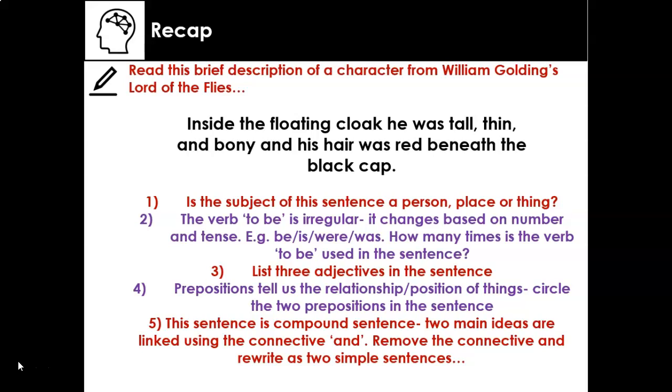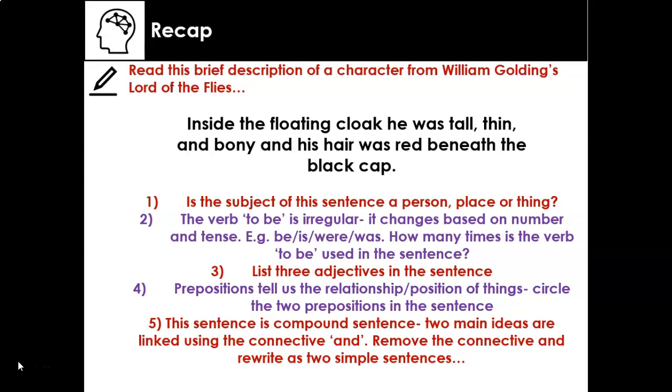So it says here, inside the floating cloak he was tall, thin and bony, and his hair was red beneath the black cap. So the first one, a nice easy one to get us started. All sentences must have a subject and a verb to comprise a sentence. So number 1 and 2 are getting me to just remember that and to see if you can spot it. So is the subject of this sentence a person, place, or thing? And circle the word that helps you decide.